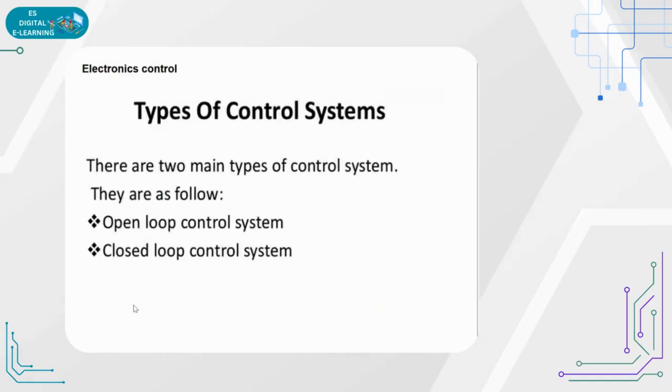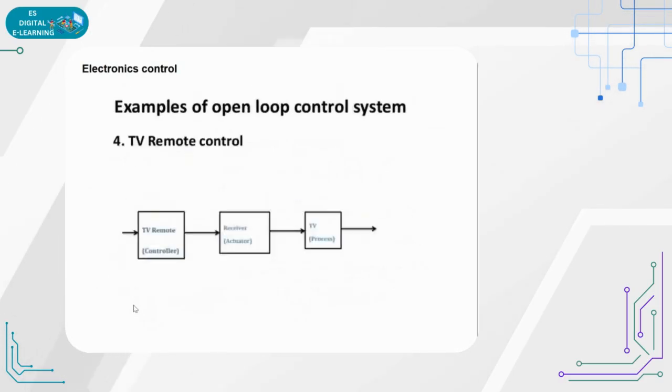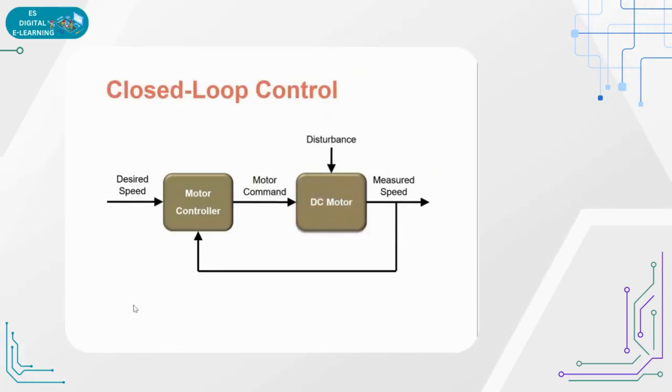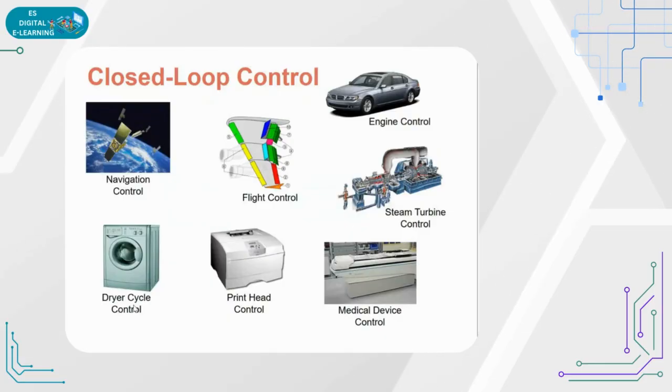So we discussed the closed loop system and the open loop system as well. Closed loop systems are tested in navigation control, flight control, and in automotive vehicles, and also in steam and turbine controls, medical devices and printers. Even the dryer controller and the washing machine, because they are advanced: it is automatically set, it will wash, and it will adjust the system.